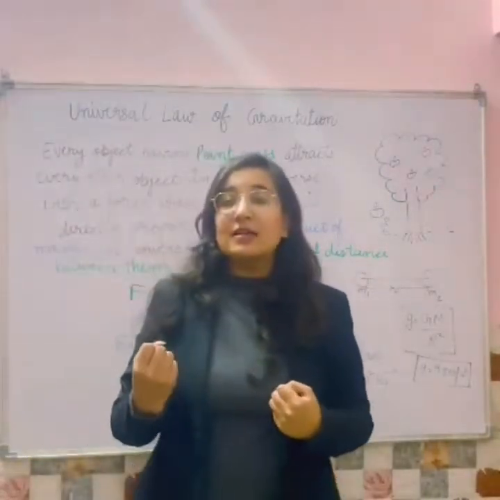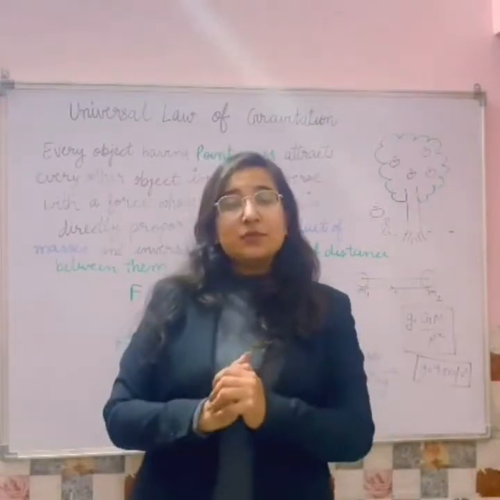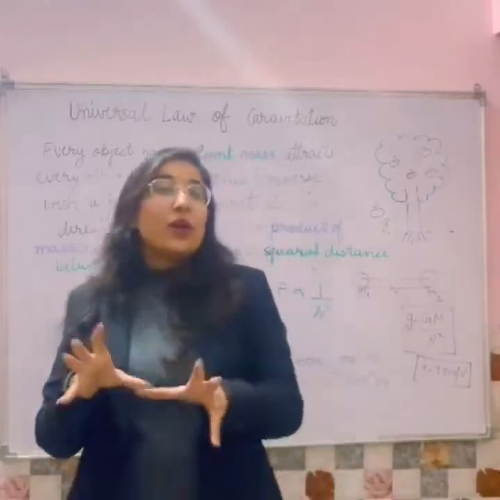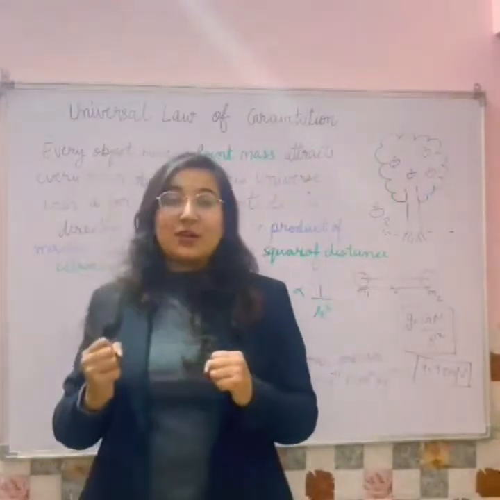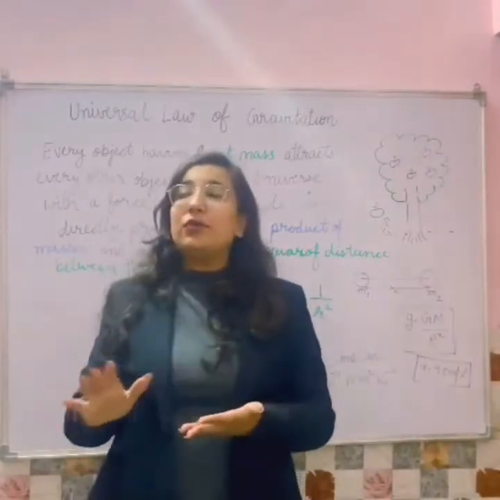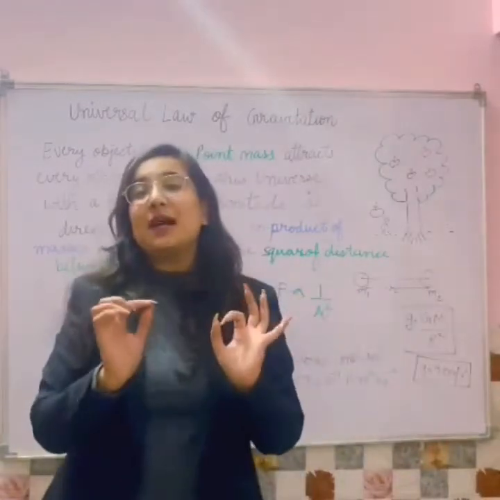The earth has a gravitational pull of attraction. It keeps on attracting all the objects towards it. So it's not only the earth which attracts objects. The universal law of gravitation is applicable for all the objects in the universe having some point mass.